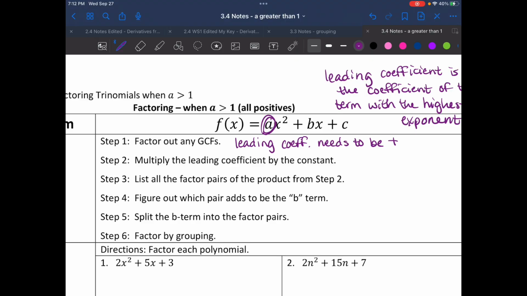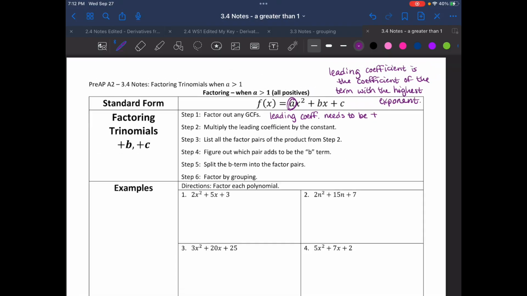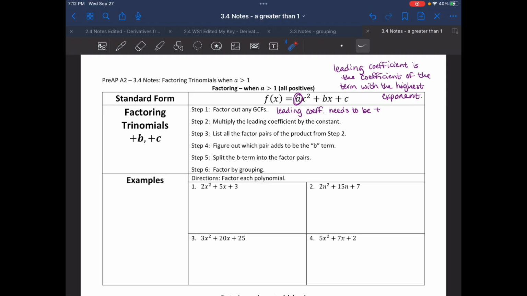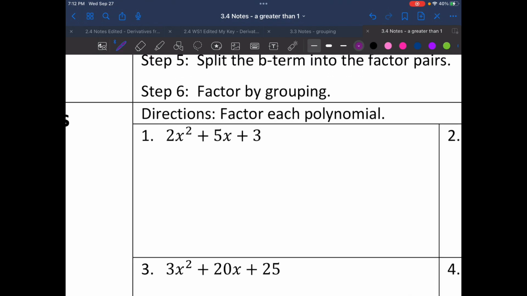You're going to multiply the leading coefficient by the constant, list all the factor pairs of the product from step 2, figure out which pair adds to be the B term, split the B term into the factor pairs, and factor by grouping. Let me show you what this looks like. In all 4 of these examples, the A, the B, and the C are all positive, so there's nothing negative here.